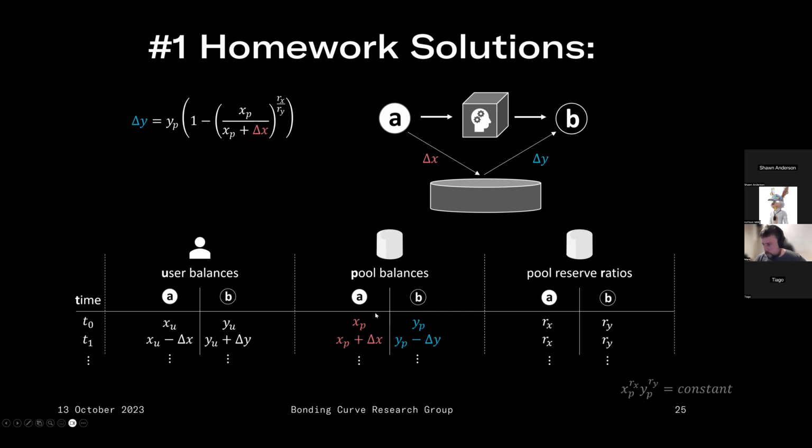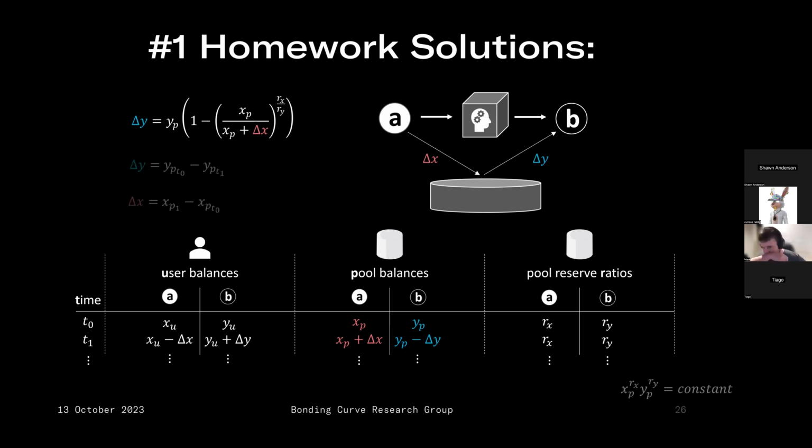And so what you need to realize here is that because both of these are positive numbers, and by definition, delta Y is being removed from the pool balance while delta X is always added to the pool balance, then at some time in the future, T1, the amount of X tokens inside the liquidity pool is higher than what it started with. And at some point in the future, the number of Y tokens inside the pool is lower than what it started with.